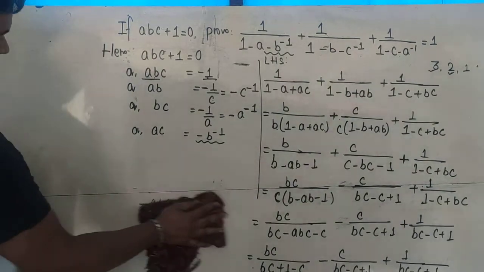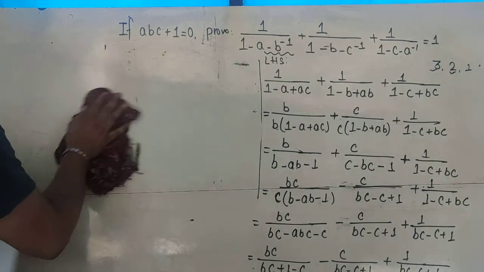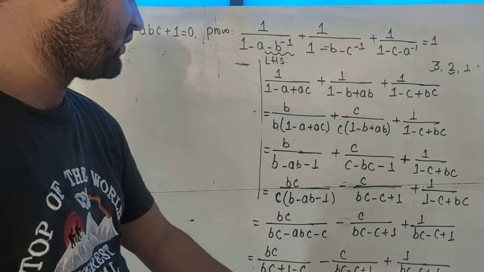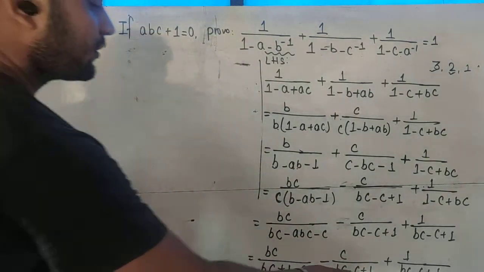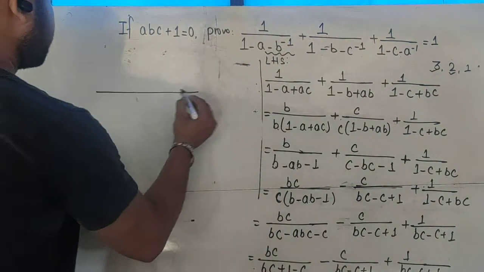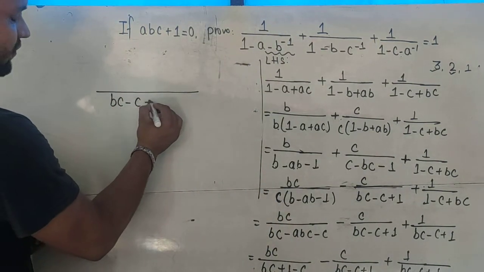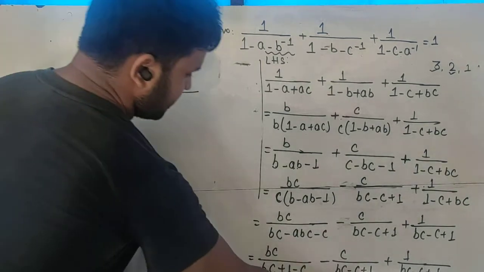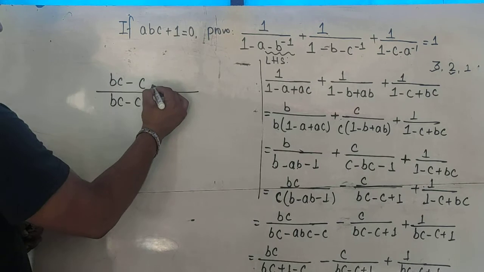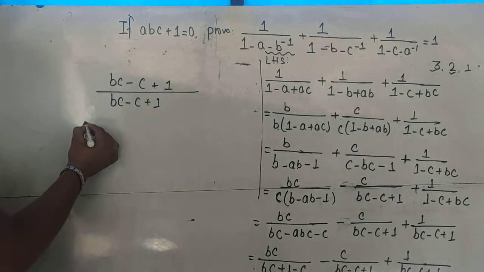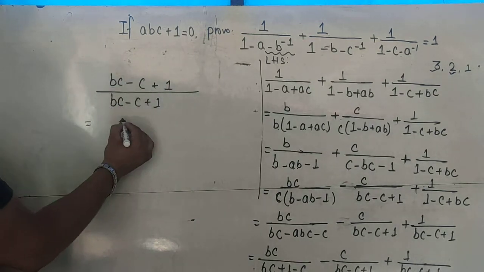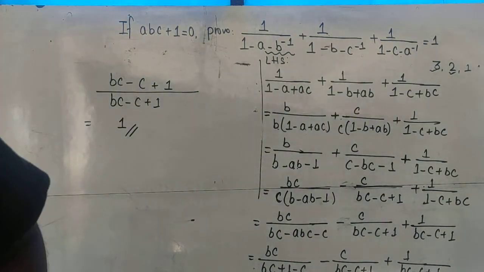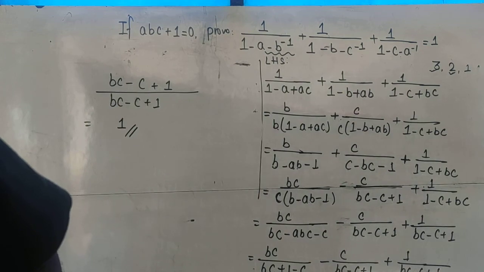Okay, now let me come here. If I check all the denominators, all the denominators are the same here: BC minus C plus 1, BC minus C plus 1, and on the third term also BC minus C plus 1. So the LCM is also BC minus C plus 1. The denominator and the LCM are the same, the numerator is also the same, and the same thing here as well. So now numerator and denominator are the same, so the answer is 1. And this is what we have been told to prove. So we finish our answer here. I hope that you all are very clear regarding the solution.